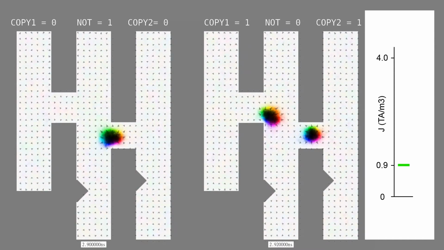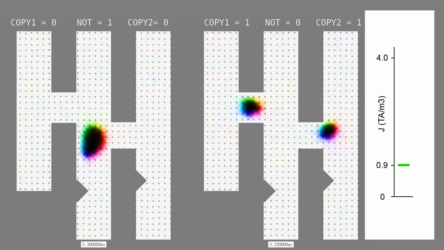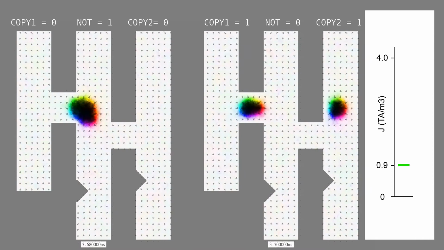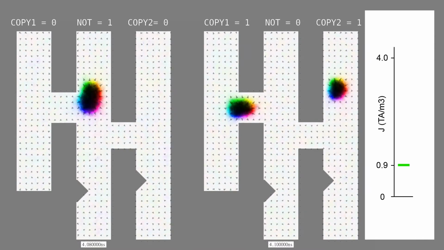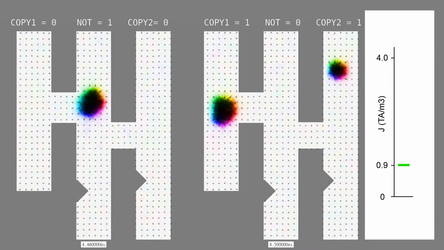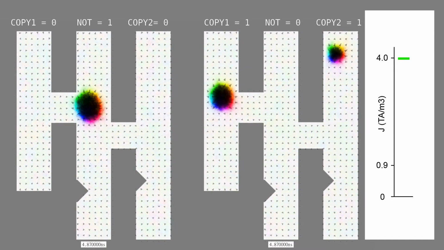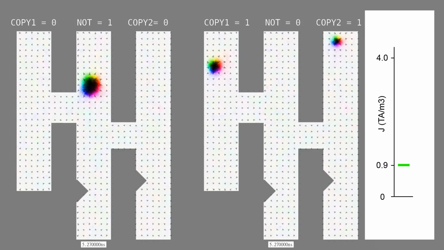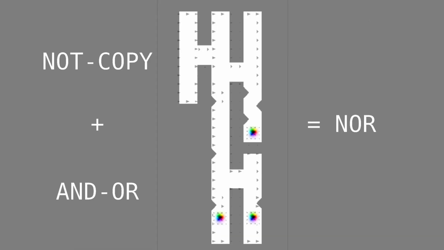Another way the not copy gate slightly differs from the AND OR gate is that it requires a second current pulse for the skyrmions to fully pass through to the end. This is because they grow too large to squeeze themselves back into the channel. However, despite the second pulse, the gate is still compatible with the AND OR gate. Unfortunately, due to time constraints, I was unable to simulate more complex structures.